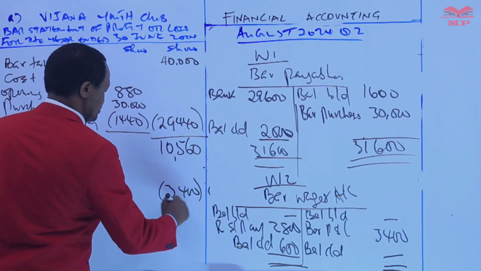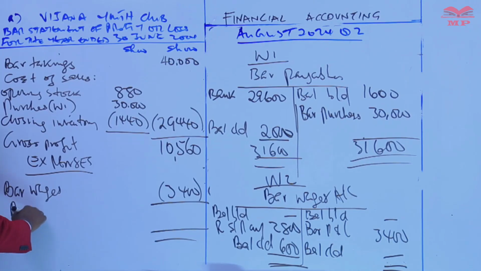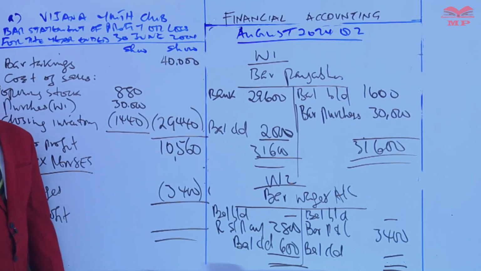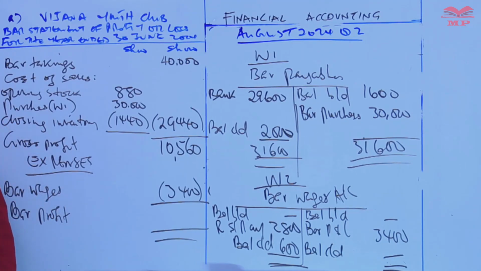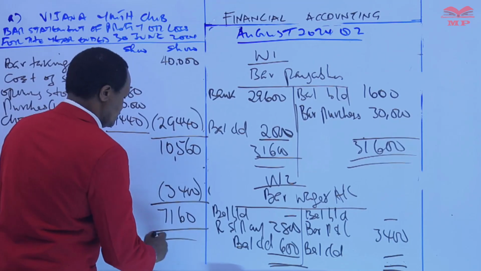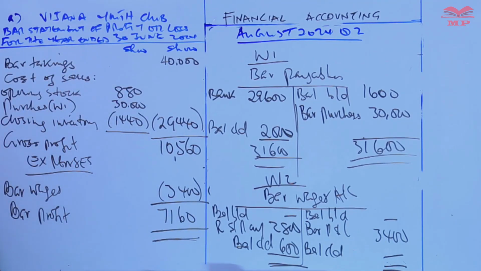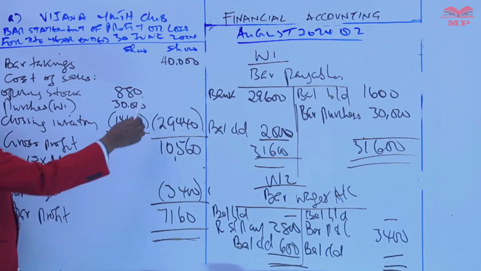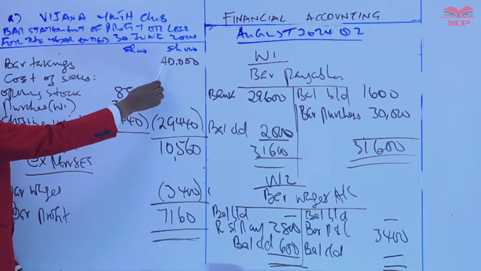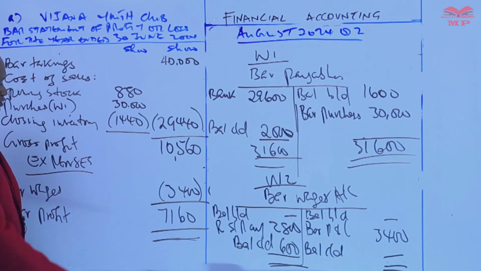So the only expense here is 34. Deduct it from that. Then we'll have the bar profit. What's the bar profit? 7160. 7160 is the bar profit. So how many marks are these? 4 marks. 1, 2, 3, 4, 5.